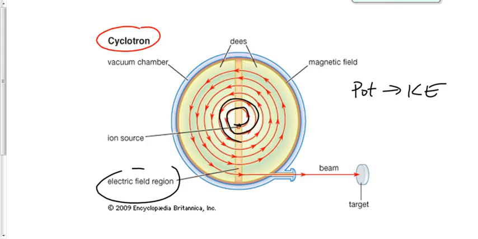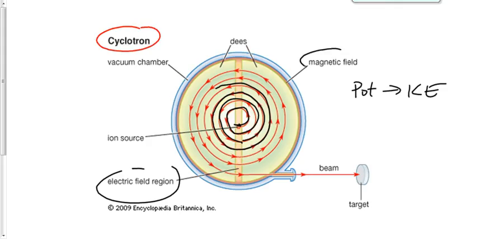Why does the radius keep getting bigger? Why do you think the radius of the path would keep getting bigger, Nick? Yeah, because every time they go across the gap, they have more speed. So it goes in a semicircle, speeds up, goes in a slightly bigger semicircle, speeds up, goes in a slightly bigger semicircle, speeds up, and so on. Every time it goes across the gap, we've got a conservation of energy problem where E_i equals E_f.